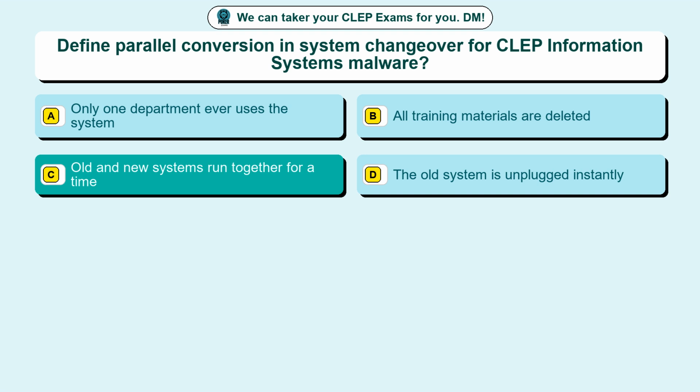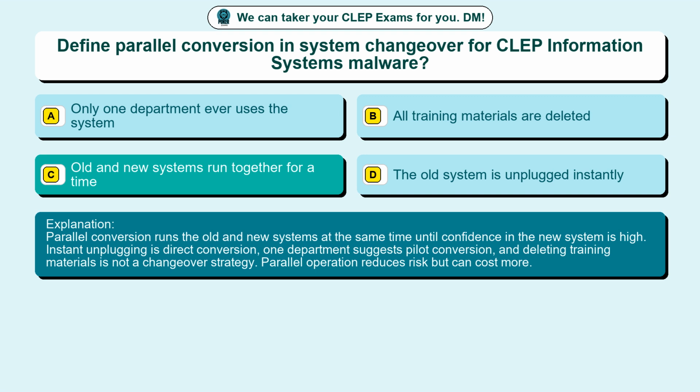The correct answer is option C, old and new systems run together for a time. Parallel conversion runs the old and new systems at the same time until confidence in the new system is high. Instant unplugging is direct conversion. One department suggests pilot conversion, and deleting training materials is not a changeover strategy. Parallel operation reduces risk but can cost more.